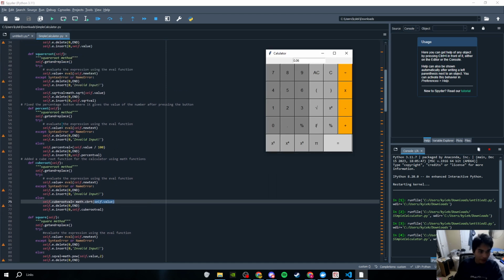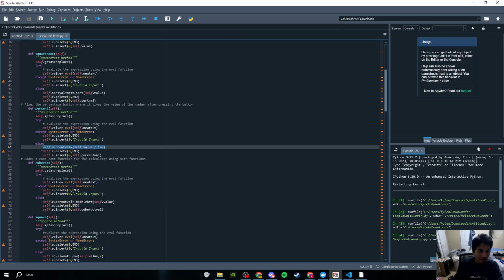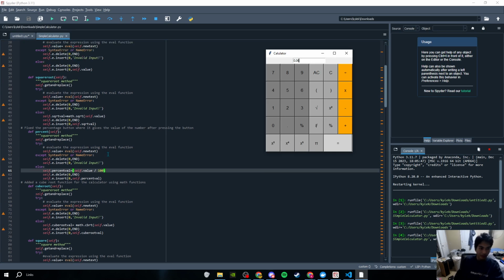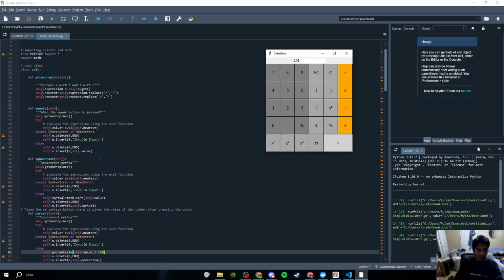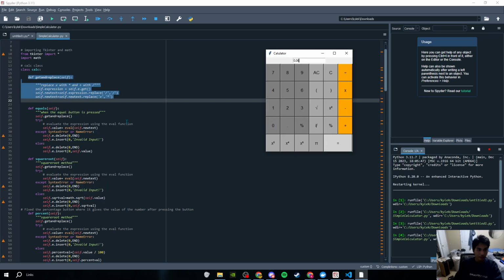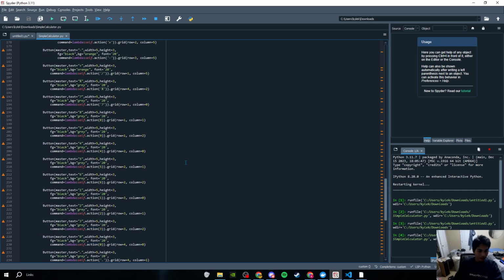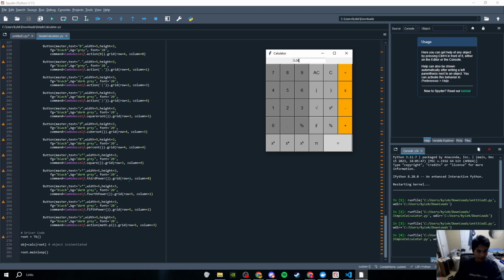As for the percentage button, the one to the right with the dark gray, all it is dividing the value by the 100. By 100 gives a decimal value, and this it's just responsible for everything with the multiplication, division, etc. It replaces the look. And yeah, that's pretty much all I did.